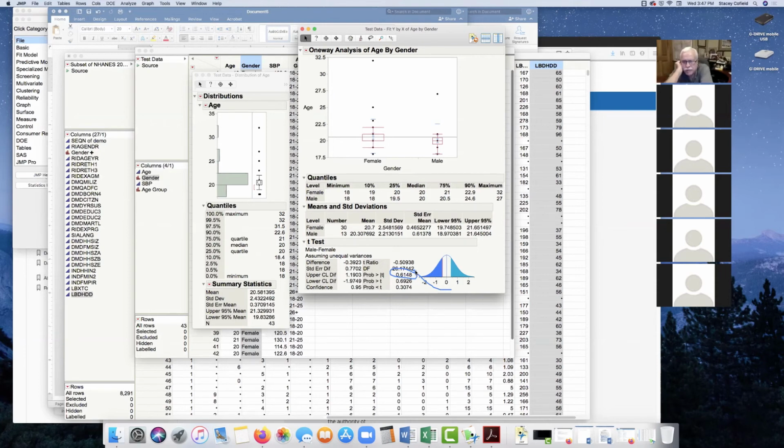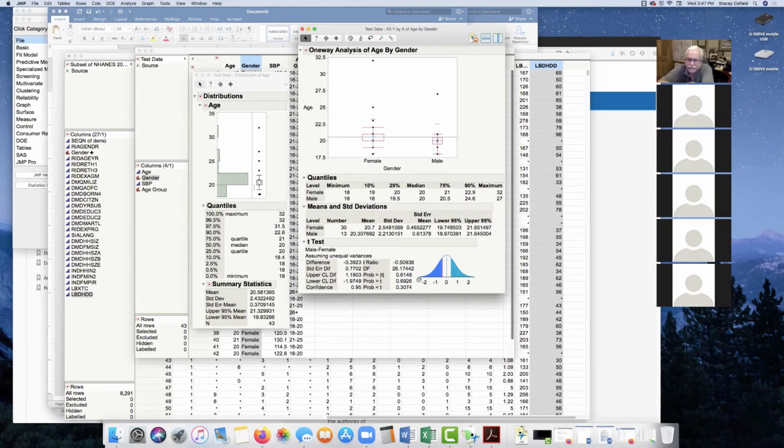We cannot reject the null hypothesis. Yeah, we go with the null hypothesis, because our p-value here is really big. It's bigger than 0.05, so we're going to stick with the null hypothesis. And we're going to say that we don't have evidence of a difference in age between males and females.